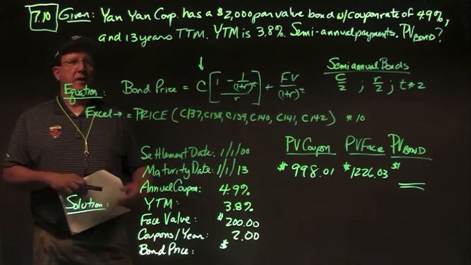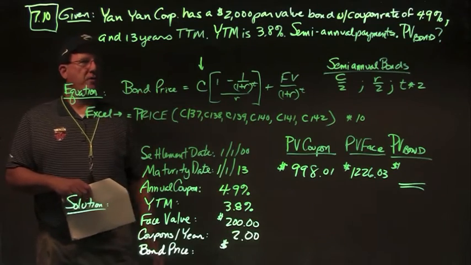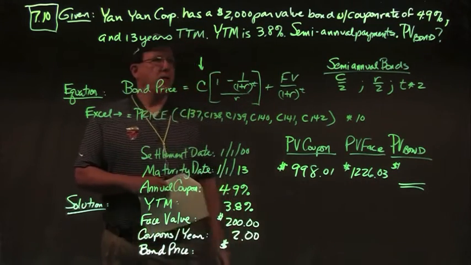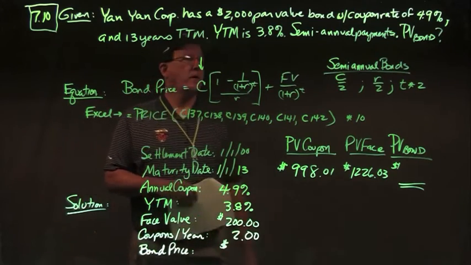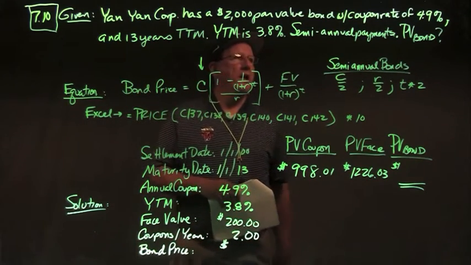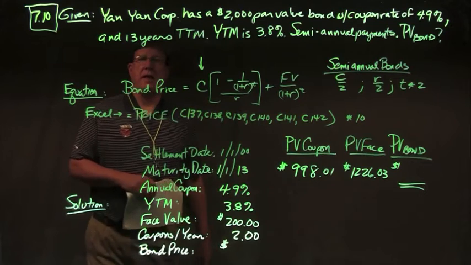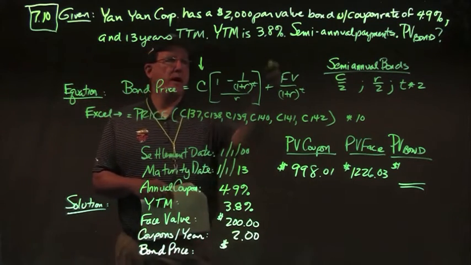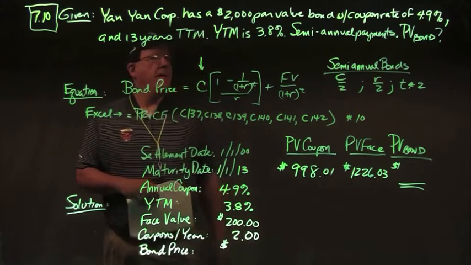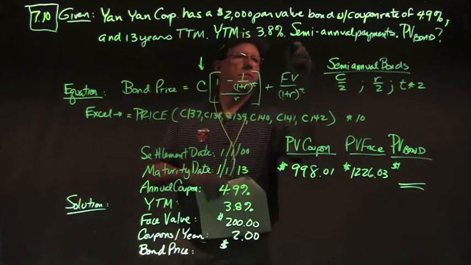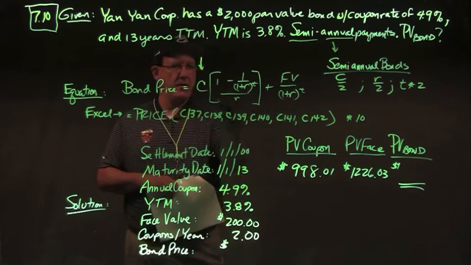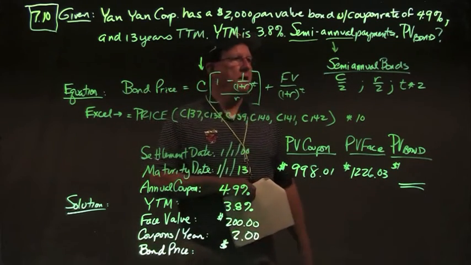In problem 7.10, we have that Yanyan Corp has a $2,000 par value bond. So again, we're being told a different bond par value. Coupon rate of 4.9% and 13 years time to maturity. The yield to maturity is 3.8%, semi-annual payments. Again, it's critical. So I must do C by 2, R by 2, T times 2 when I enter the mathematics into the equation.